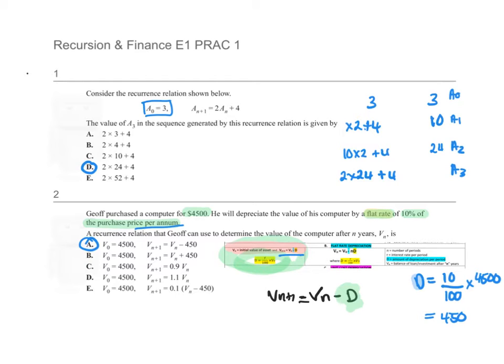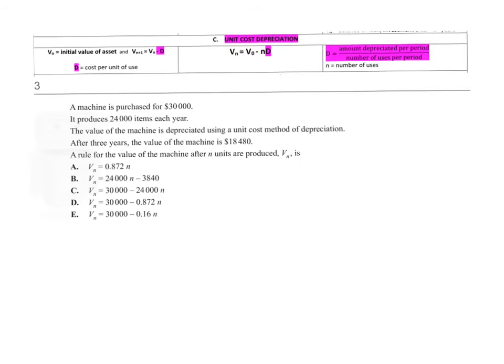All right, so this is a quick way of how to use the table. That's why the table's easy, if you underline what you've got and then go find that section on the table. So I've already sort of found it for this question. So if we look at question 3, a machine is purchased for 30,000. It produces 24,000 items each year.